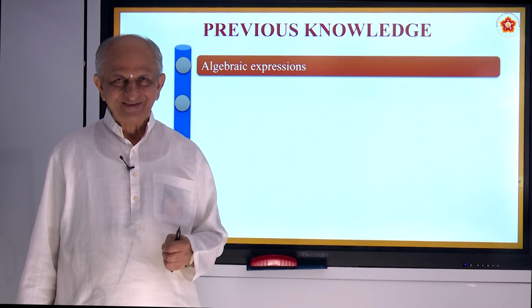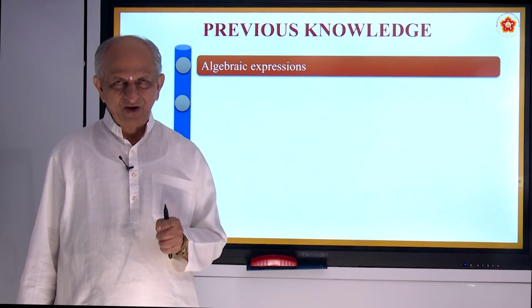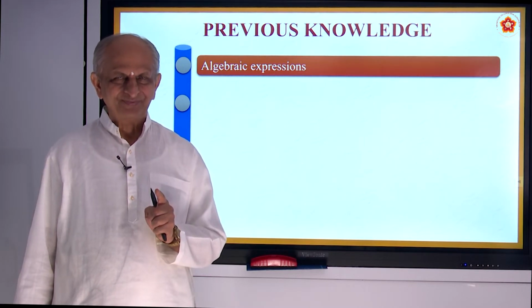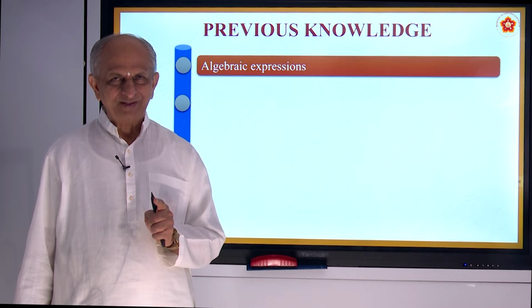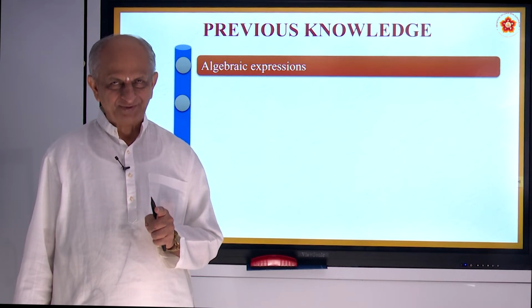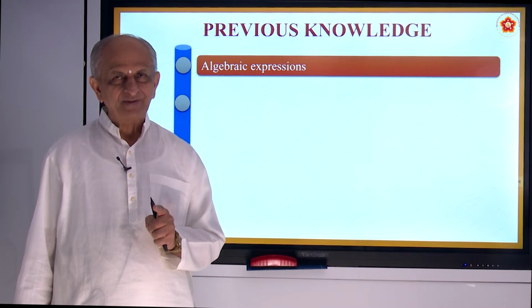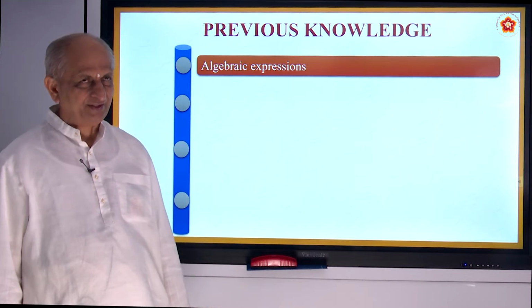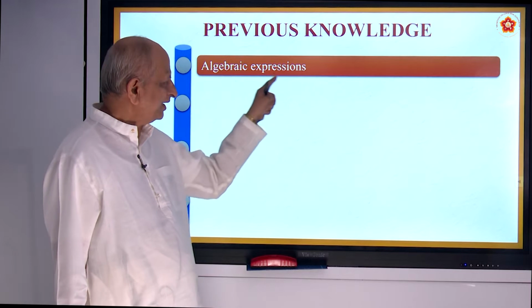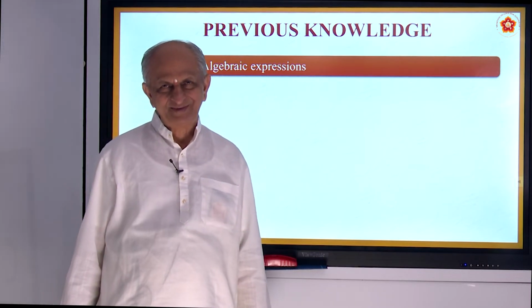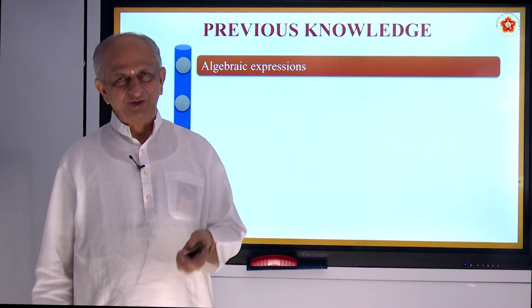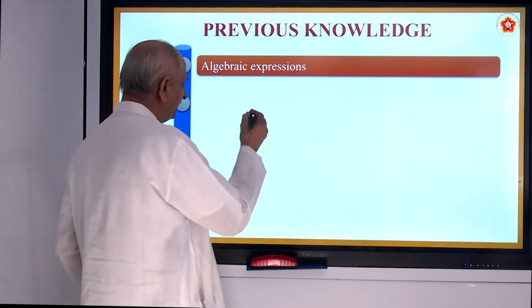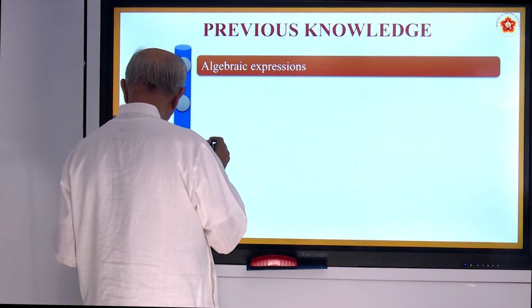Algebra is a branch of mathematics. That much you must know. What does it consist of? It consists of terms. What are terms? A, B, C, X, Y, Z, they are called terms. What else is it? It has got algebraic expressions. In algebraic expressions, you have how many types? Monomial. Monomial means having only one term.